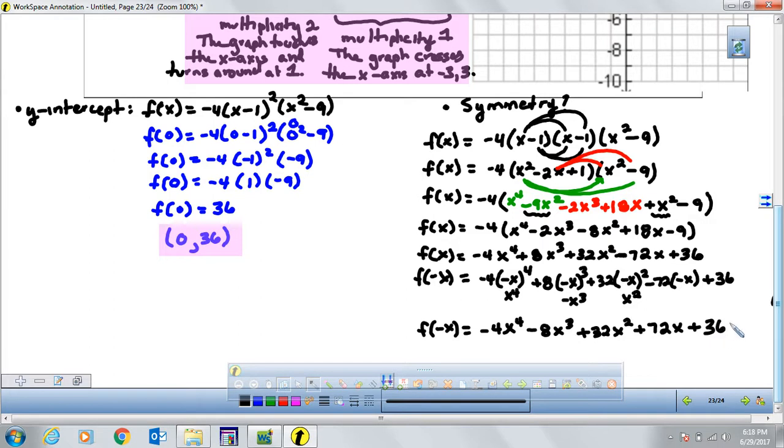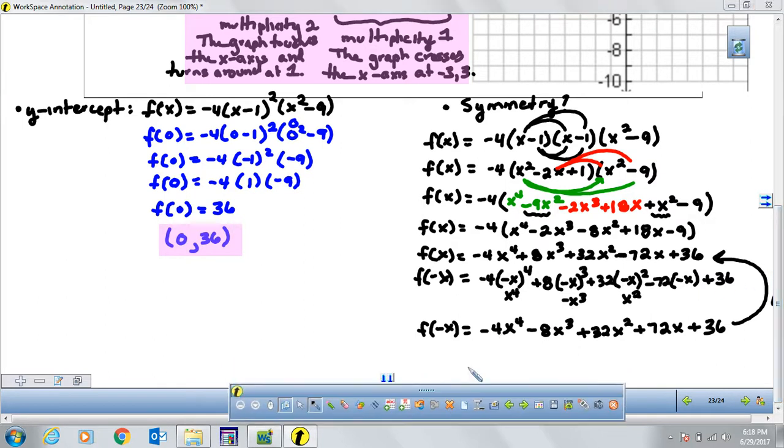Then we have to compare this to the original function. Can we say that they are the same? No, because not all the signs are the same. Can I say that all of the signs change? No, because not all the signs change. So what does that mean? That this function has no symmetry.